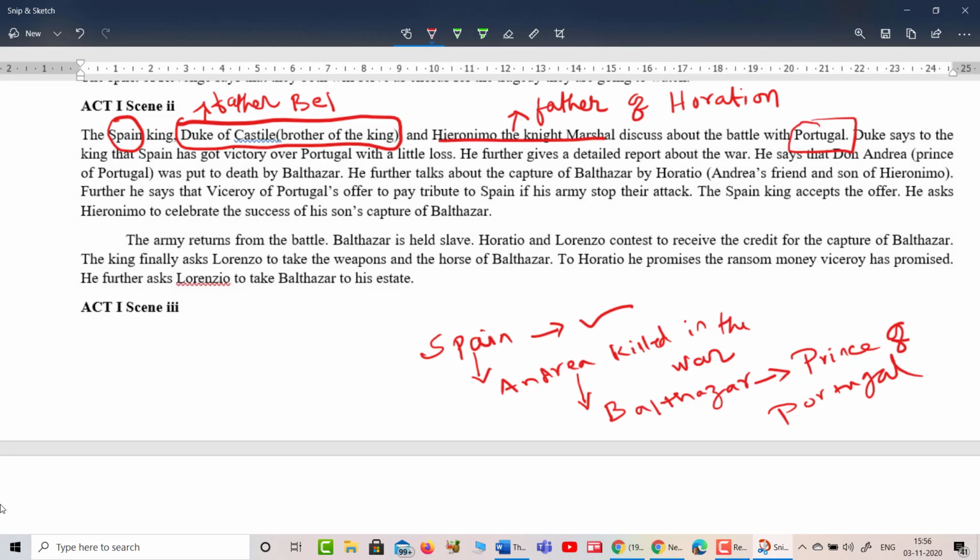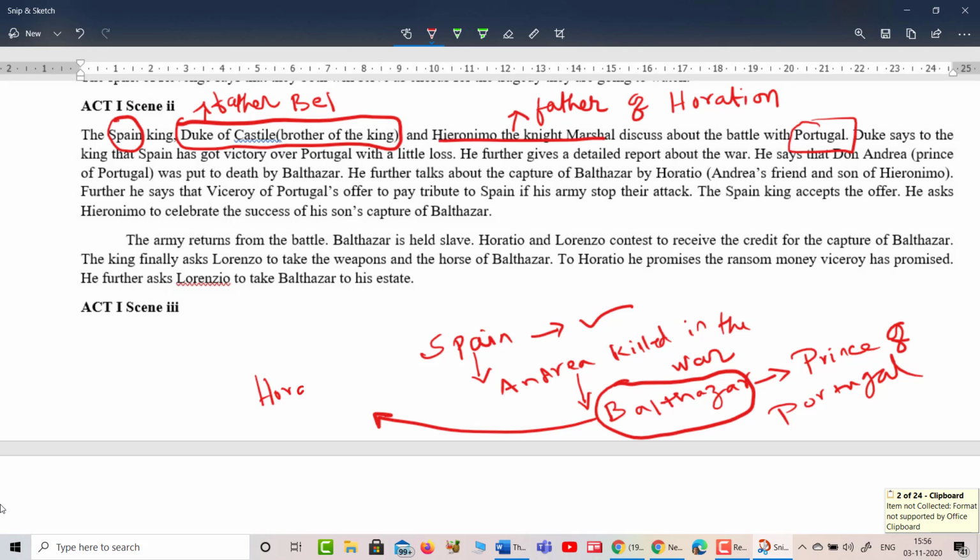Now he says the Spain has got victory over the war with Portugal, but Andrea, the noble man or the army man of the Spain, is killed, and he was killed by Balthazar, the prince of Portugal. However, Balthazar was captured as captive. Balthazar is brought as a captive. So he was captured as captive by Horatio.